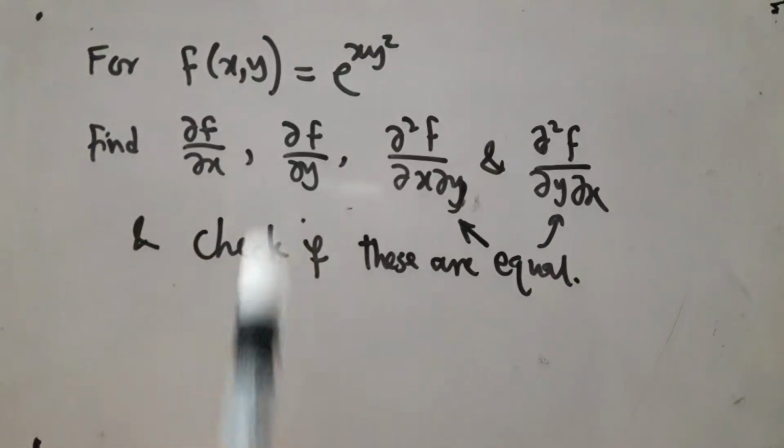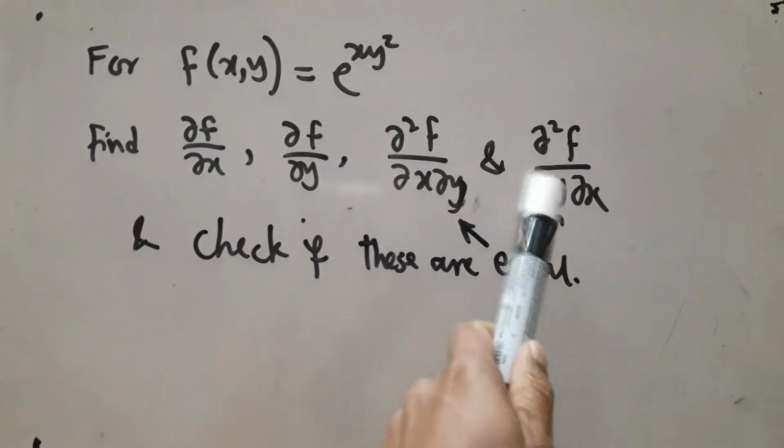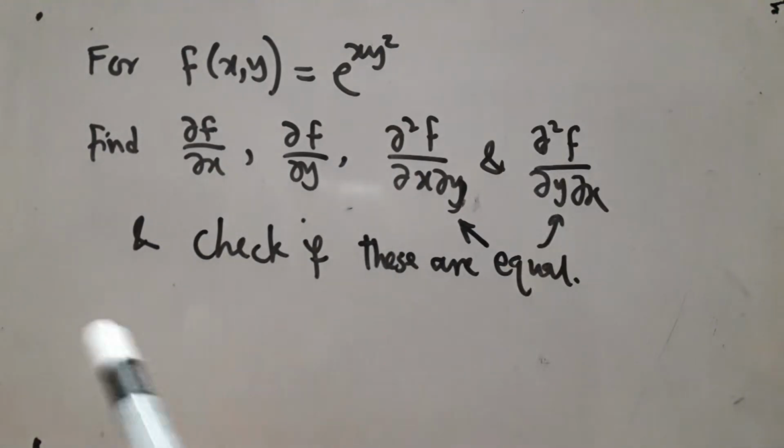For this f(x,y) = e to the power xy squared, compute these two partial derivatives and these two mixed partial derivatives and check if the mixed partials are equal or not.